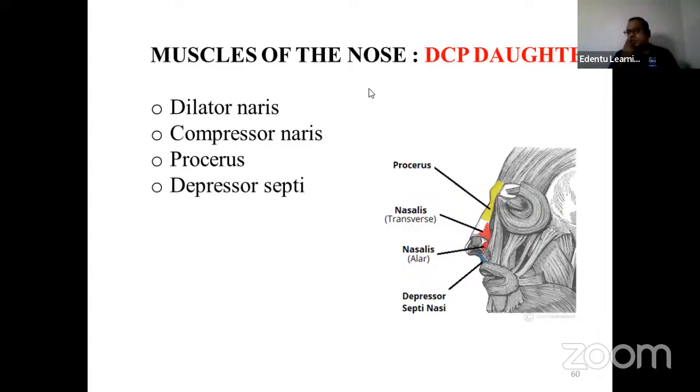Muscles of the nose, DCP's daughter. In movies you will see how they are projected: a very high-profile father and daughter, very arrogant, and they fall in love with the hero and then they change. All those typical Bollywood movies. So muscles of the nose, DCP's daughter; anger is always on the nose, as the proverb says. DCP's daughter is just a mnemonic. D, dilator naris. C, compressor naris. P, procerus. Daughter D, depressor septi. These are the four muscles which you can see in the diagram also.